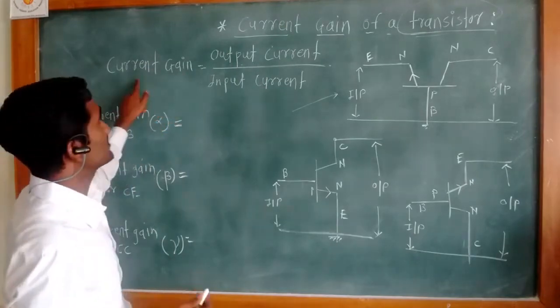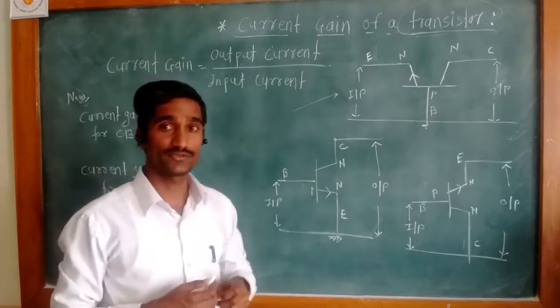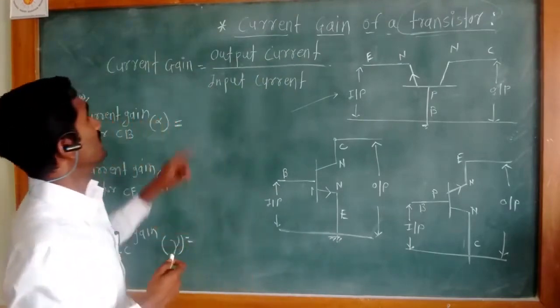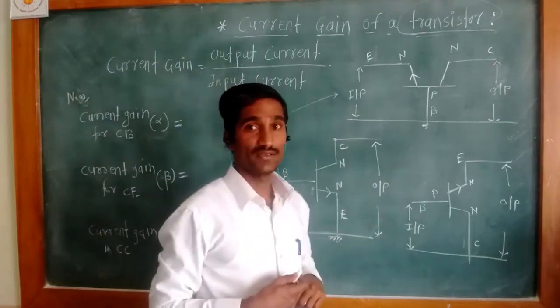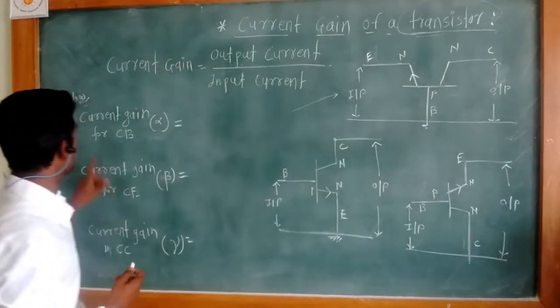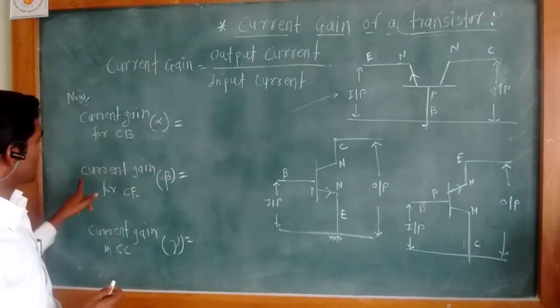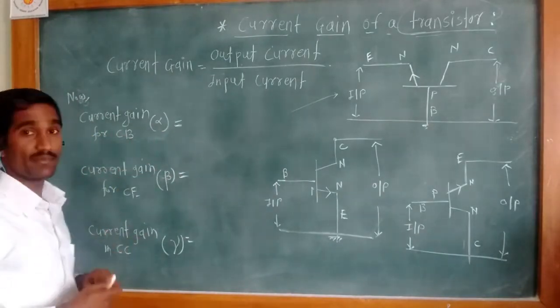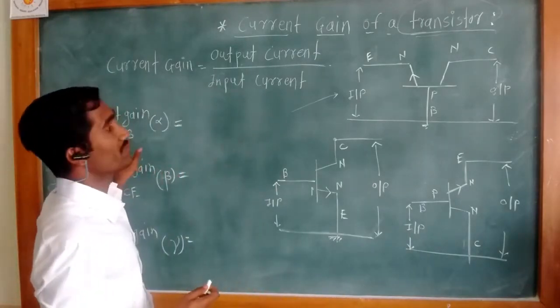Current gain is nothing but the ratio of output current to the input current, and depending on the different configurations of the transistor, the transistor has three current gains. The first one is the current gain for the common base, that is alpha. The second is beta, and the third one is gamma. So first, the current gain in the common base configuration.